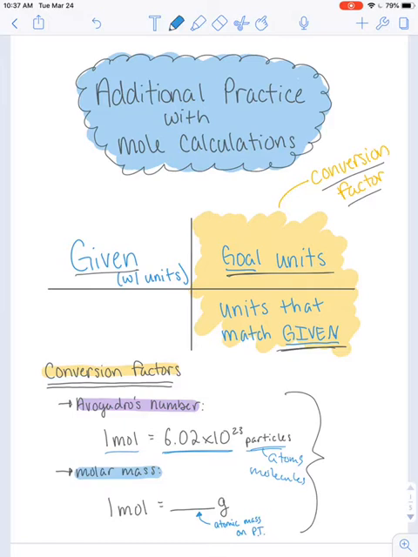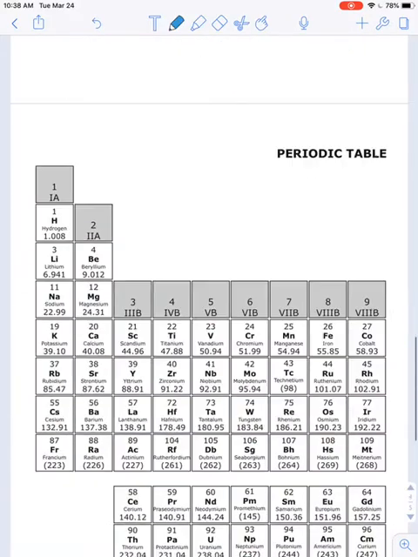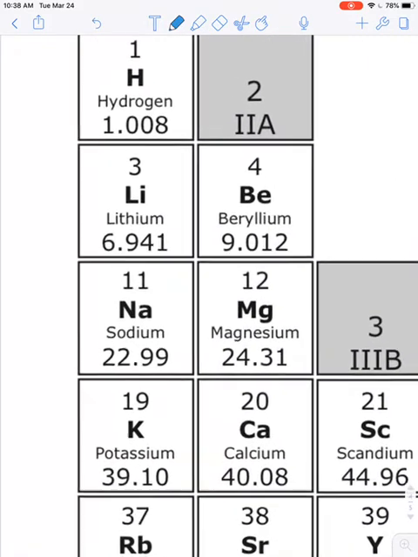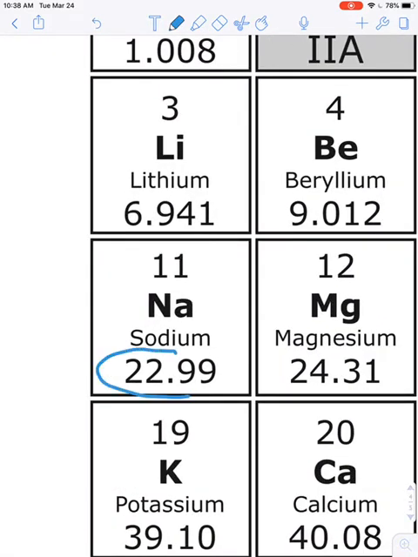And then we have our molar mass, and our molar mass tells us how many grams of a substance are in 1 mole of that substance. And the way we find that molar mass is on the periodic table. So the atomic mass of any element, so if we just look at sodium, this is the atomic mass of sodium. That tells us that there are 22.99 grams in 1 mole of sodium. Okay, that's really important information that we need to know to solve problems.